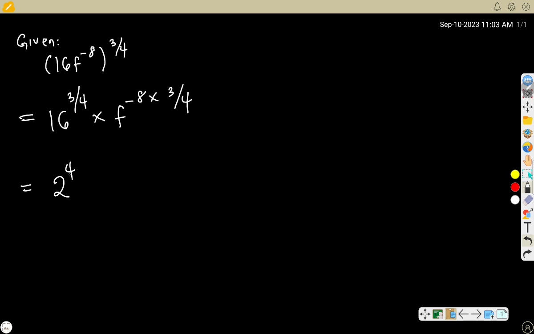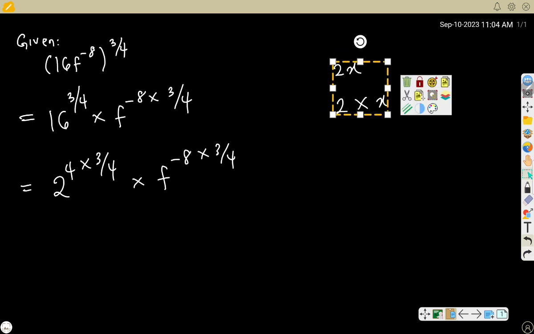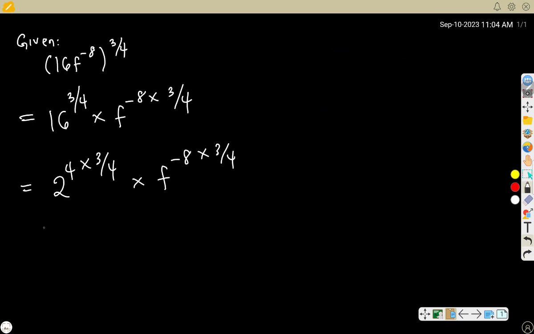So that means 16 is 2 raised to power 4 times 3 over 4, because you have power there. Then times f raised to power minus 8 times 3 over 4. Remember, if you have number and alphabet, you can separate it with times. So take note, that's what I'm doing there. So now 4 cancels 4, so this remains 2 raised to power 3. 4 here 1, 4 here 2, so minus 2 times 3 is minus 6. So that is f raised to power minus 6.